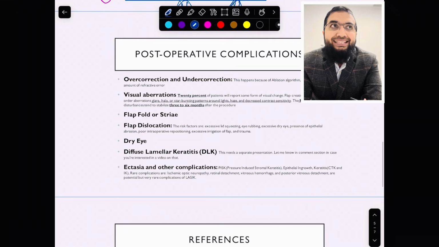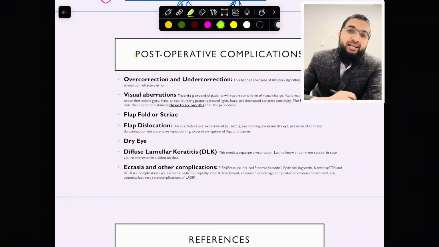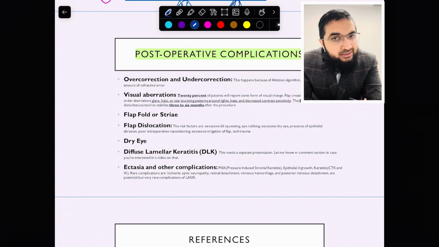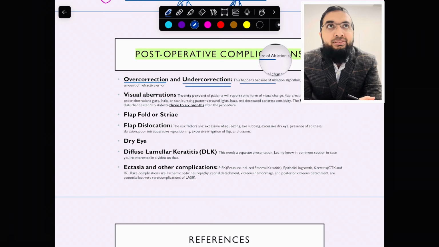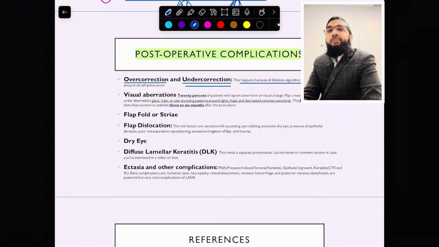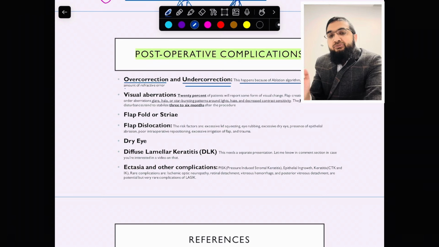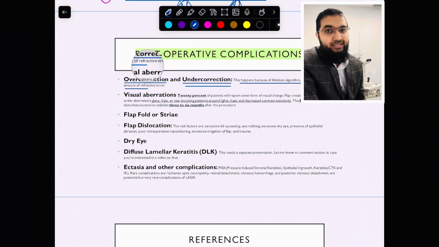Post-operative complications are important to keep in mind, because sometimes the surgeon might end up doing an overcorrection and then you end up requiring glasses. The surgeon might end up doing an undercorrection and you still end up requiring glasses. This can happen because of the ablation algorithms, nomogram, age, and the amount of refractive error that your surgeon is dealing with. That also determines the amount of overcorrection or undercorrection that you may end up with.